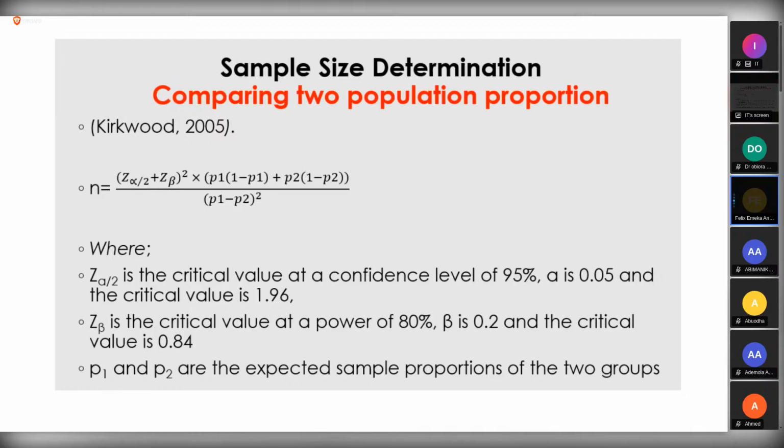So if you're going to be comparing two prevalences, then this is the formula that you're going to be using, from the textbook Kirkwood. All right. So this is the formula. In this formula, everything is a constant. The only thing that you're going to be looking for now is your P1 and your P2.